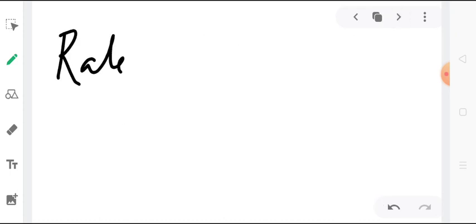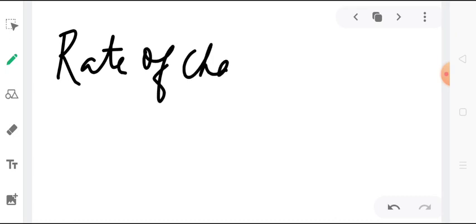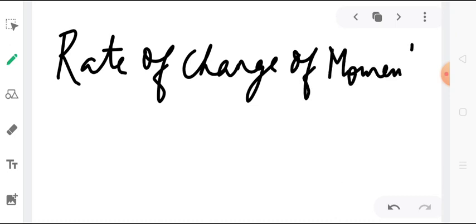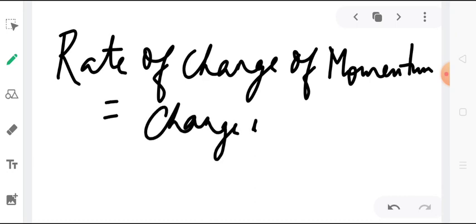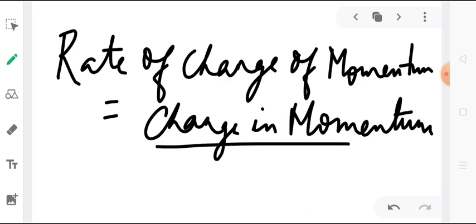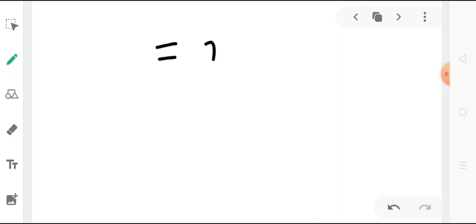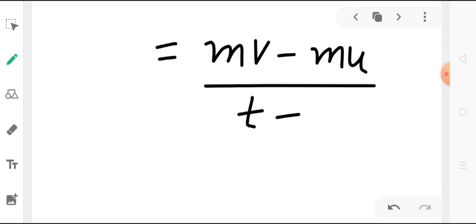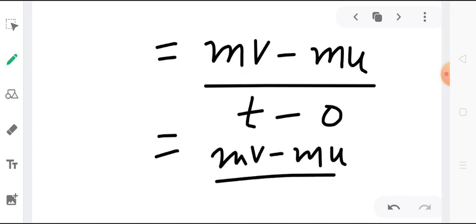So rate of change of momentum will be equal to change in momentum divided by time, and that will be equal to mv minus mu, that is the change in momentum, divided by time, the time taken, and ultimately we get (mv minus mu) divided by t. This is the rate of change of momentum.